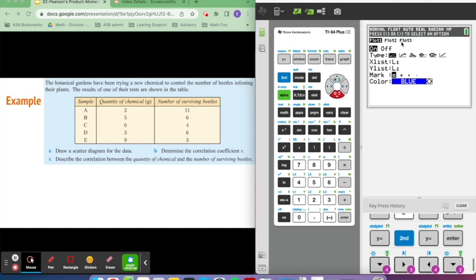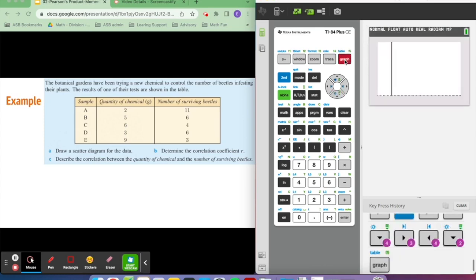Now, once this is set, we have told our calculator, okay, my plot is on, therefore, on my graph, I should see my data points. Now, why don't I see any data points right now? That's because my window is probably not set to what I wanted. So the window is talking about our domain and our range that we see on our calculators.